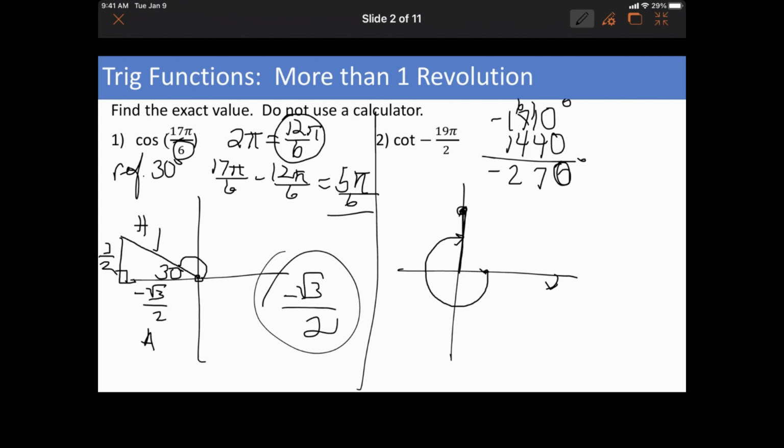Can I draw a triangle? No. So this is a special one, and our point is 0, -1. Now we can do this a couple different ways. We know that tangent is y over x, so cotangent would be x over y. Or you can look at your paper, that helps you. So because it's a special angle, it's going to be x over y, which is 0 over -1, which equals 0.